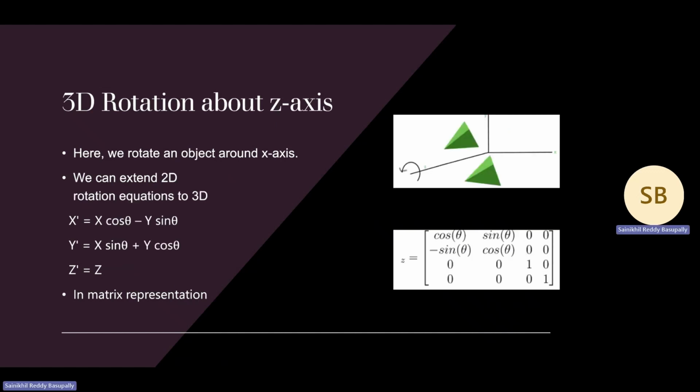Finally, the 3D rotation around z-axis. As we can see in the picture over here, we have rotated an object around z-axis. Similarly, we can extend the 2D rotation equations to 3D as well. So x dash equals x cos theta minus y sin theta, y dash equals x sin theta plus y cos theta, and z dash equals z. In matrix representation, it can be represented as in the picture here.